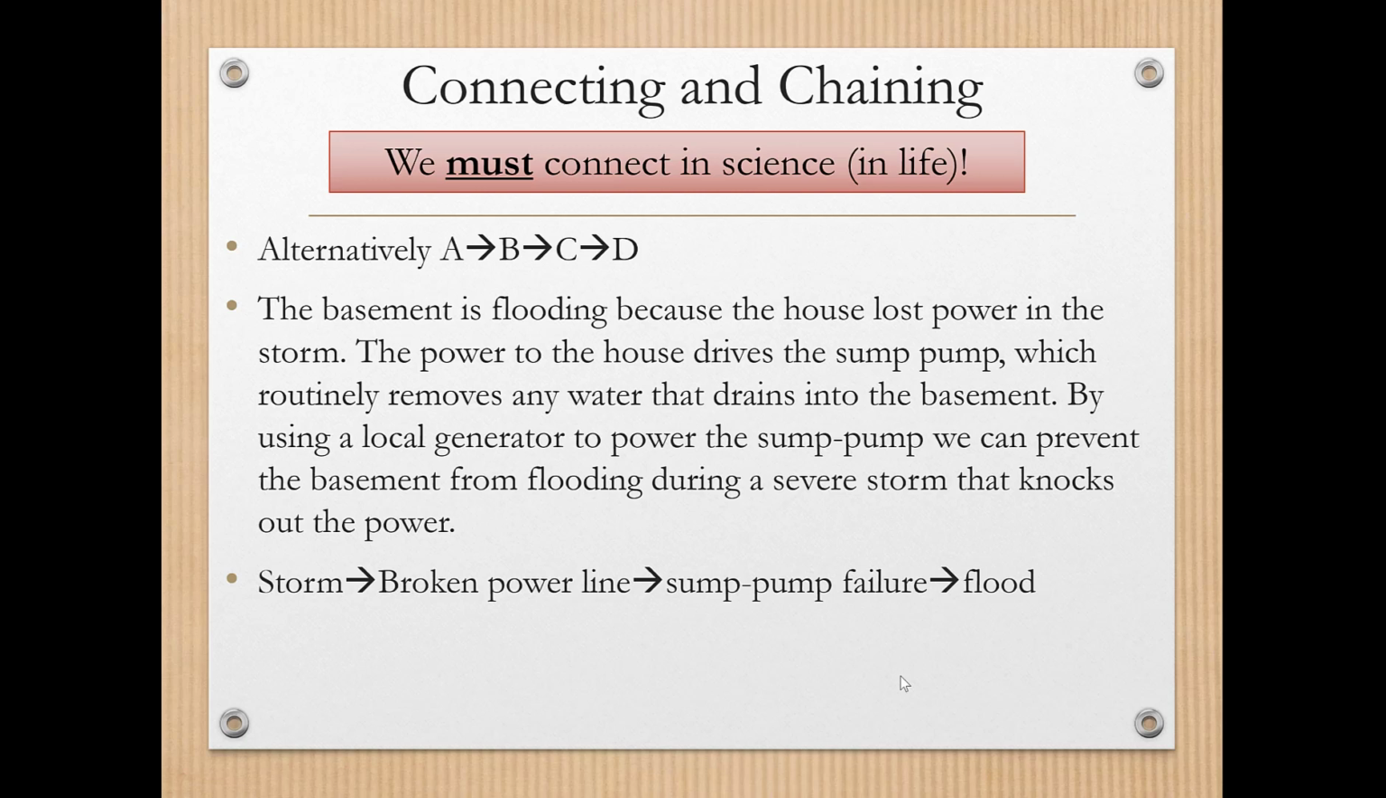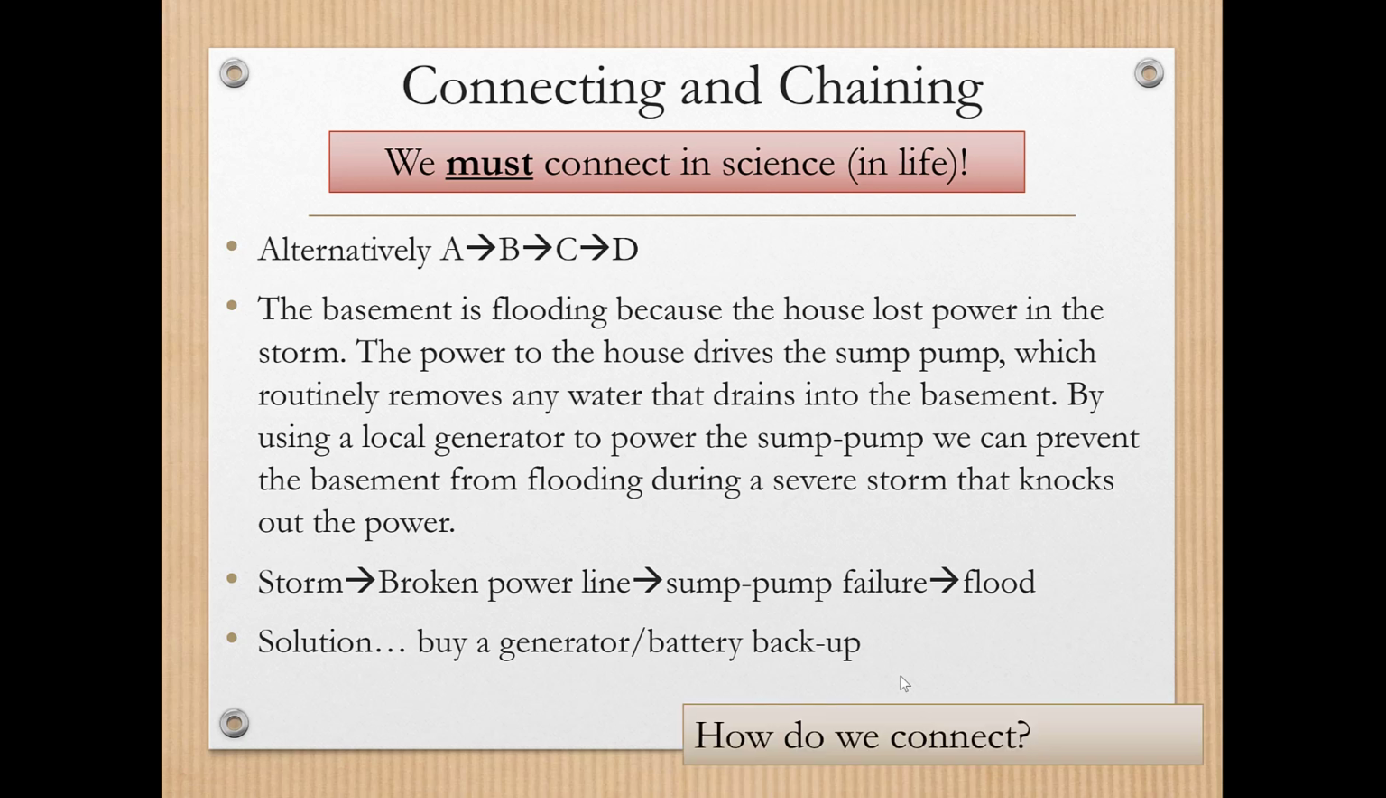The storm did lead to a broken power line, and that's why the power went out. That's why the sump pump failed, and that's why the basement flooded. So by providing a generator, in fact I got a battery backup, then I could prevent similar problems from occurring in the future. And this ends up being empowering, and this is the point of science. When we understand what's going on, when we understand these connections, then we can become more empowered in the world, and we can try to address many of the problems that humanity is facing.